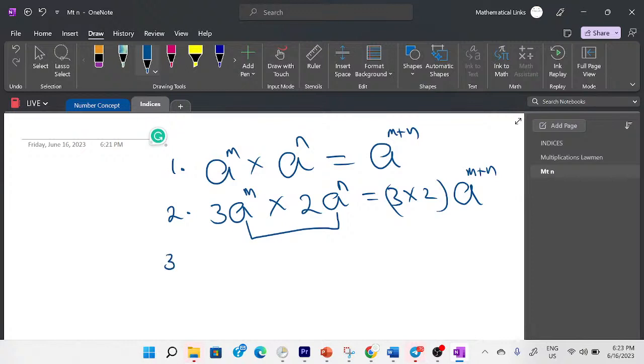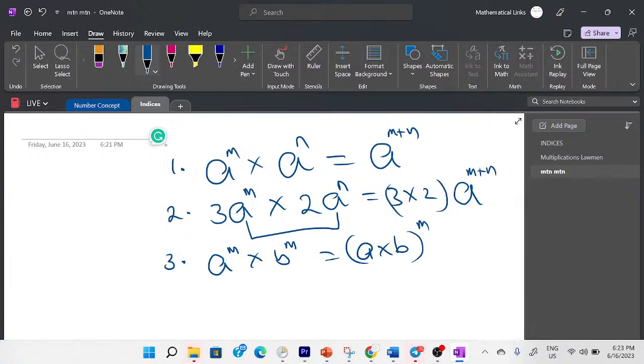So the third category will be when the bases are different but the powers are the same. So take for instance, you have a to the power of m times b to the power of m. So in this case, the bases are different but the powers are similar. So what you do is that you multiply out the bases a by b, then you pick one of the powers. Since they are the same, it will be like this. So these are the three categories you have here.